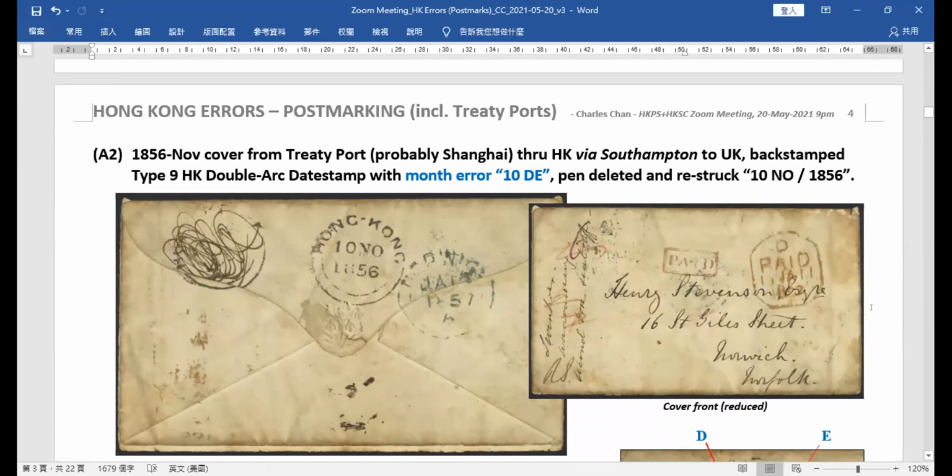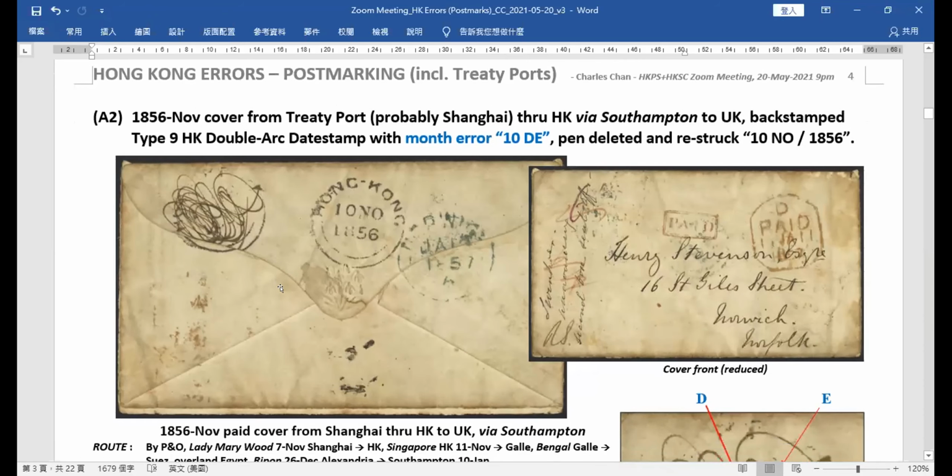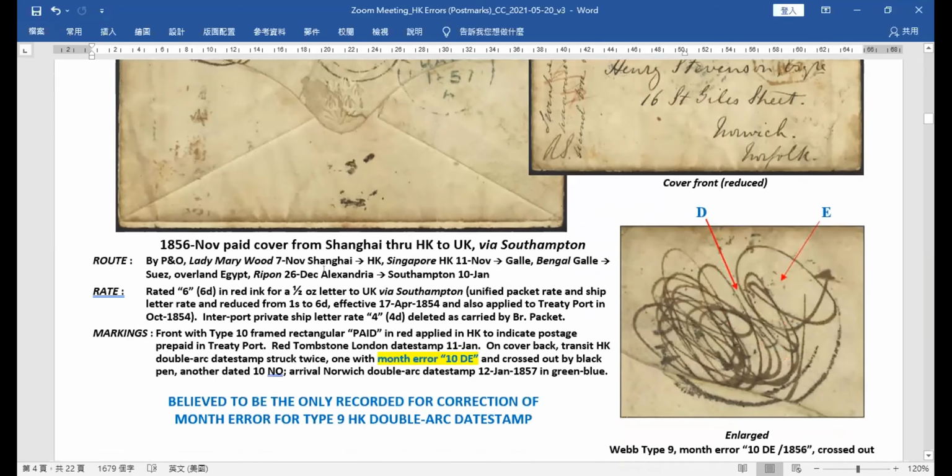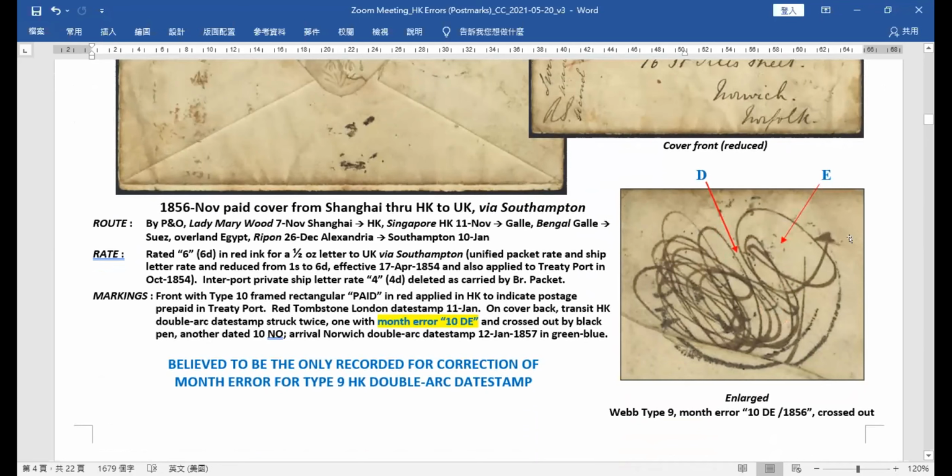It is also another cover, from November 1856. Interestingly, it is from the Treaty Port Southampton to UK. There were 2 back stamps over there. One is for sure November 10, 56. Under this, rubbed by black pen, is another Hong Kong type 9 day stamp for the month of December. In the right bottom corner, I enlarge it.